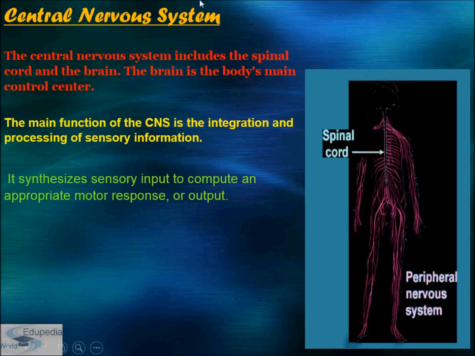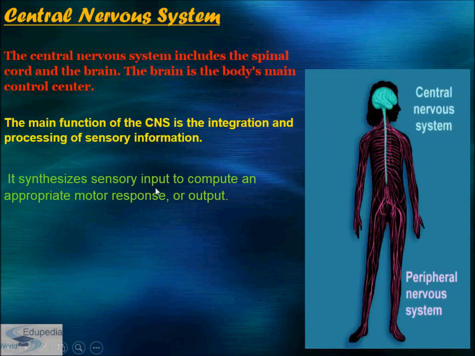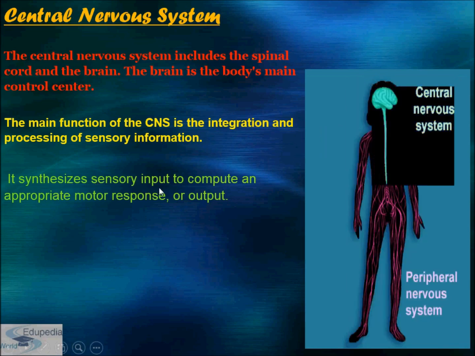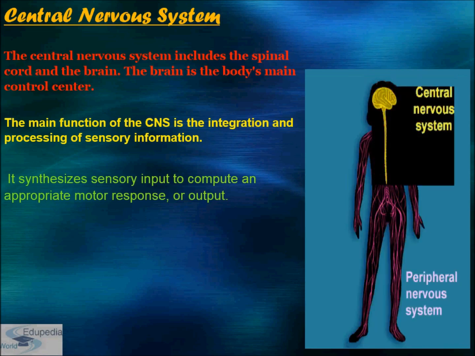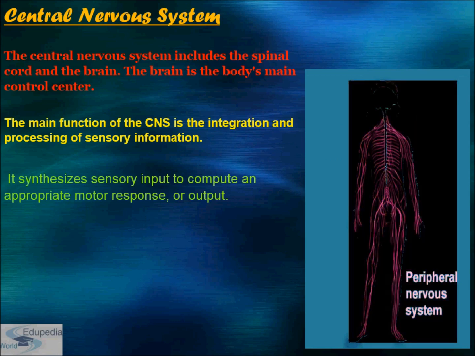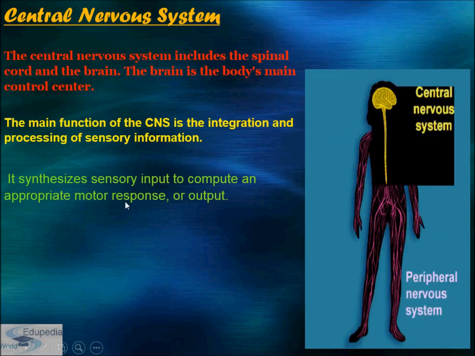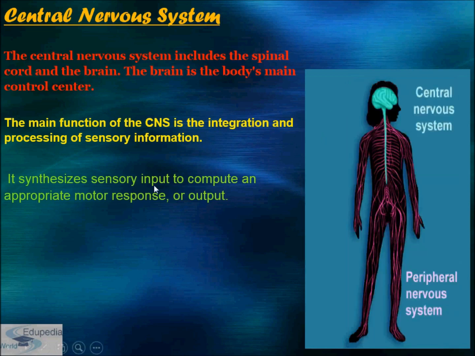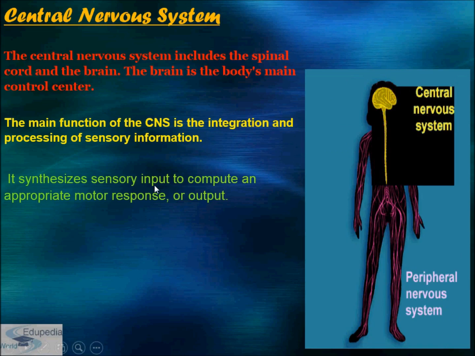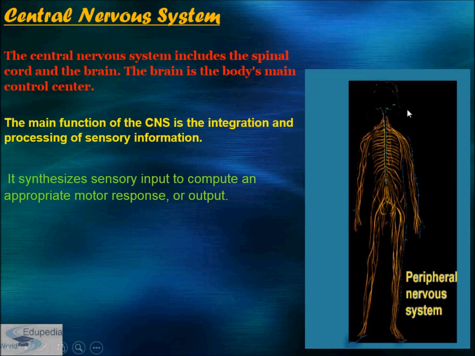Your central nervous system synthesizes sensory input, that means what you feel, to compute an appropriate motor response or output. Motor response is also known as output, and your input is your sensory input. See, this is your central nervous system and this is your peripheral nervous system.